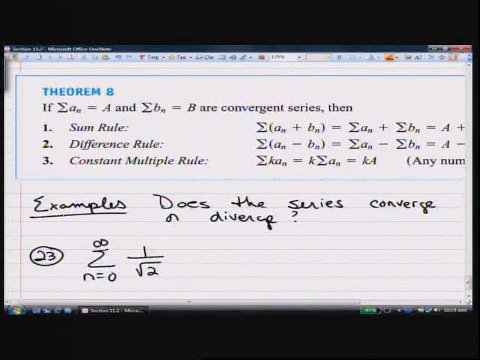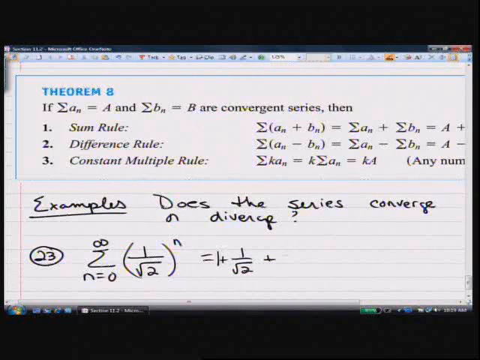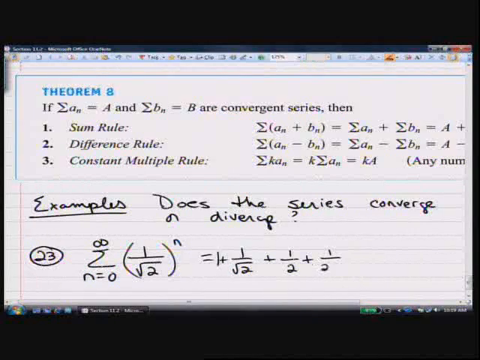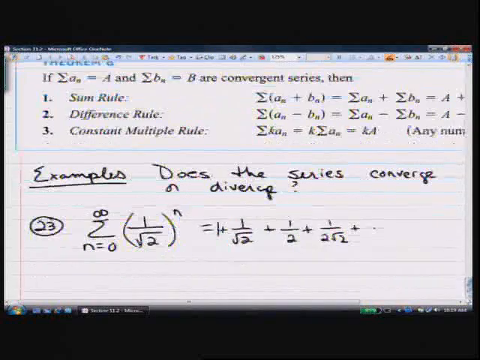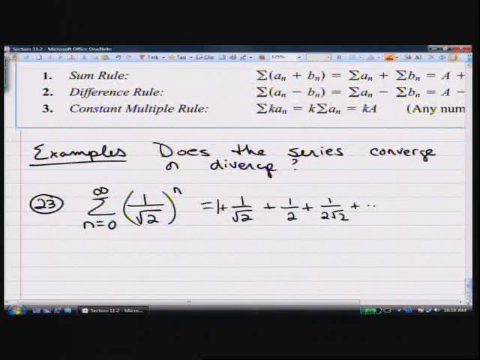2 to the nth power. Personally, I would write it out: the first term's 1, then 1 over the square root of 2, plus 1 over the square root of 2 squared, which is 2, plus 1 over the square root of 2 cubed, which is 2 times the square root of 2, plus, you continue the pattern, 0, 1, 2. Okay, so what do you think? Converge or diverge, and why?